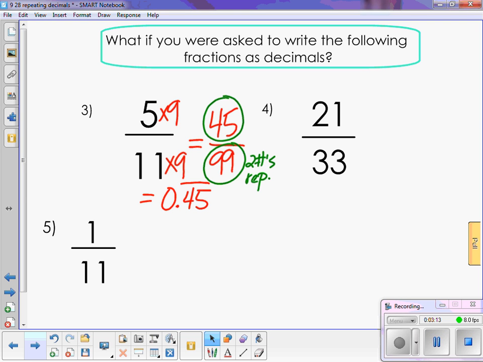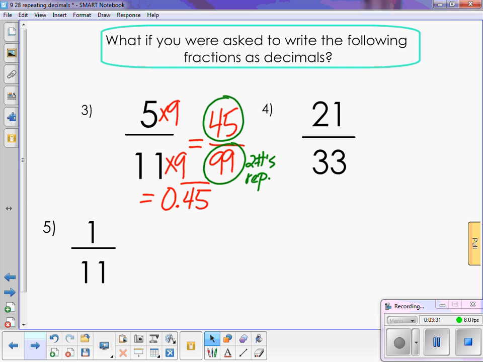So again, look at your denominator, see if you can make it a multiple of 9. In this case, 11 times 9 is 99, so we have two 9s in our denominator. Multiply the top by 9 as well, and we have 45 in our numerator, and that's what's being repeated.